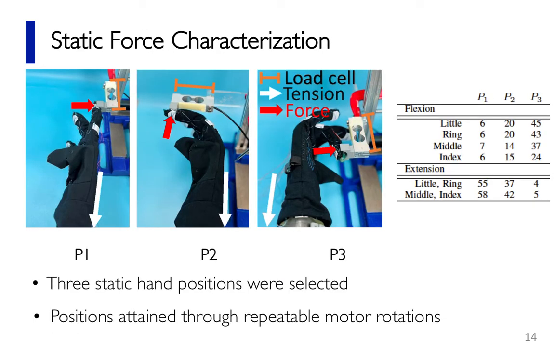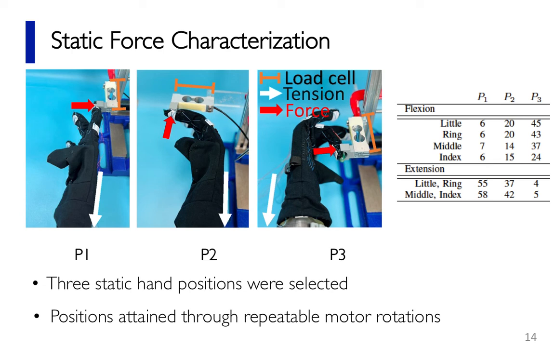The static force characterization of a ward was conducted by choosing 3 positions, P1, P2, and P3. As shown in the picture, P1 was when the finger was almost fully open, P2 the finger was halfway open, and P3 was almost fully closed. These positions were repeatable and attained through the motor rotations shown in the table on the right.